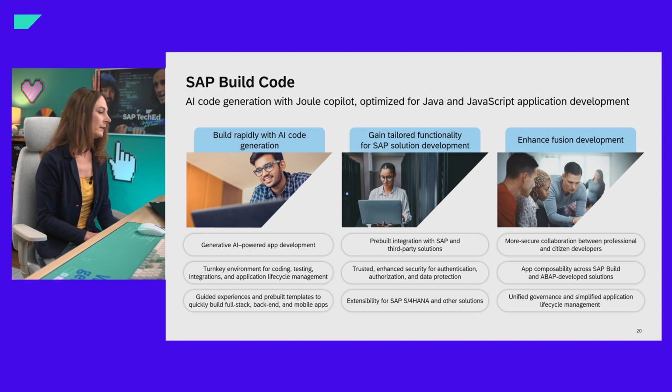It's built on SAP BTP and benefits from many proven BTP capabilities, including, for example, trusted security. SAP Build Code supports extensibility for SAP S/4HANA and other systems to really meet your needs. And if you're interested in the topic of extensibility, my colleague Anna-Maria Möll and I have a talk on that topic later today. In addition, SAP Build Code supports enhanced fusion development, which means that you can collaborate with other professional developers and also with citizen developers.